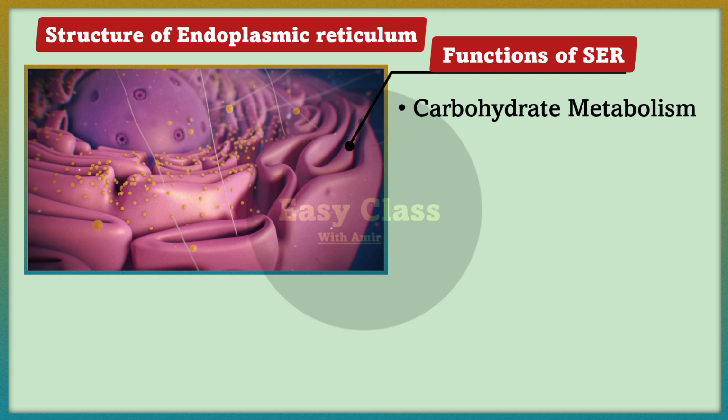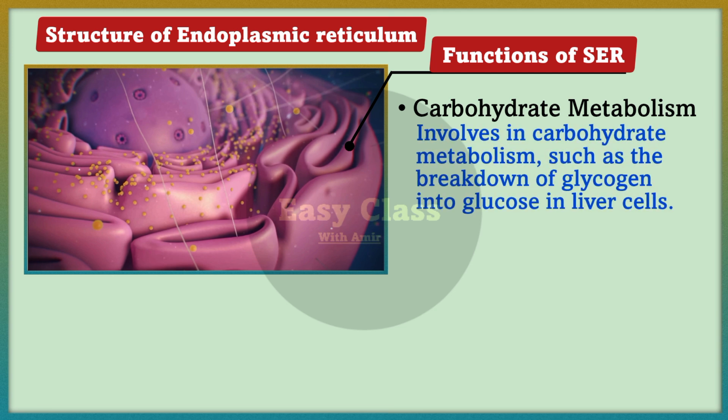Carbohydrate metabolism: in some cells, the SER is involved in carbohydrate metabolism, such as the breakdown of glycogen into glucose in liver cells. These were various functions of RER and SER we have explained with their 3D structures.